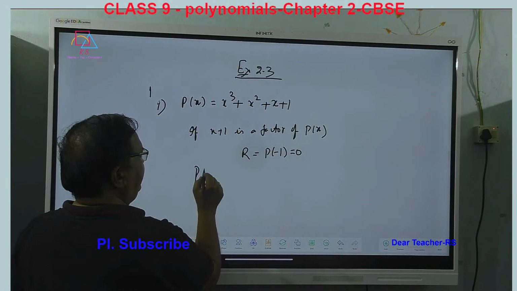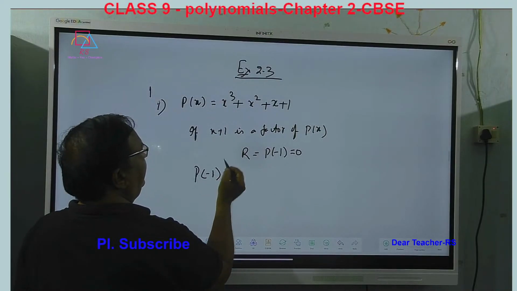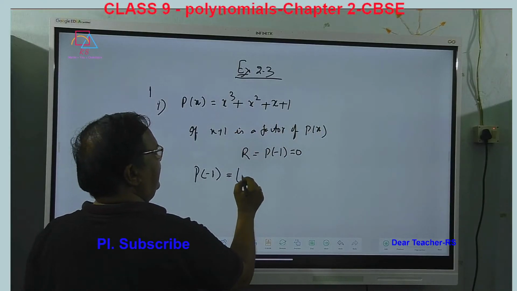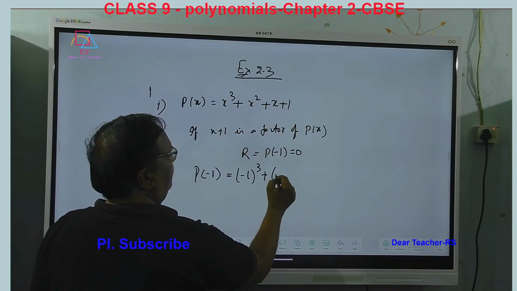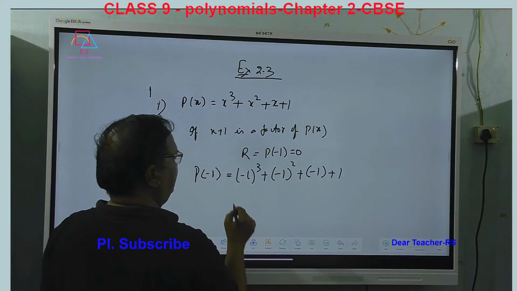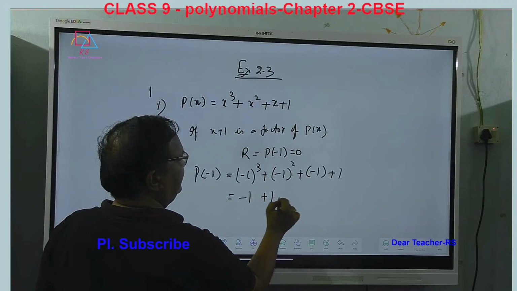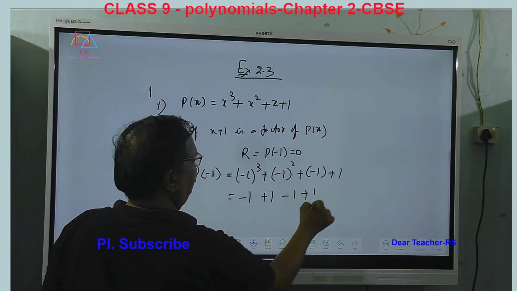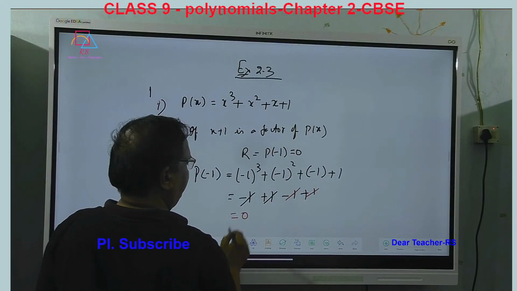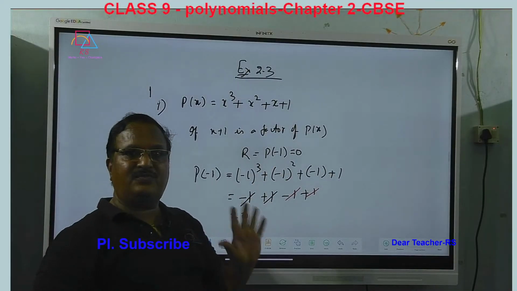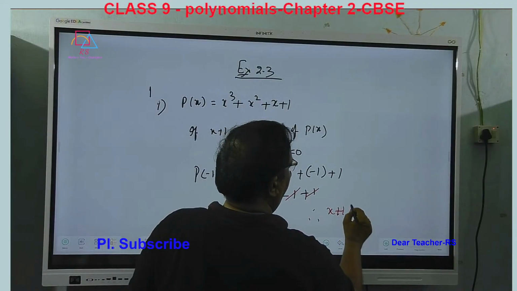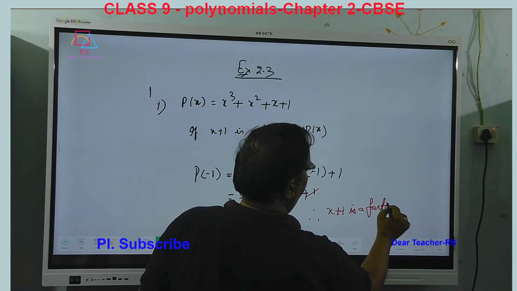Let us find P(minus 1). x is replaced with minus 1. Here also x should be replaced with minus 1. Minus 1 whole cube, minus 1 whole square, minus 1 plus 1. So minus 1 plus 1, these two cancel, is equal to 0. Now we got P(minus 1) is equal to 0. Therefore x plus 1 is a factor of P(x).